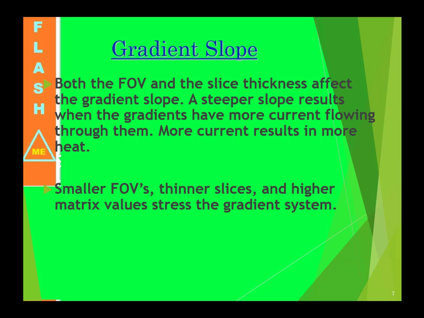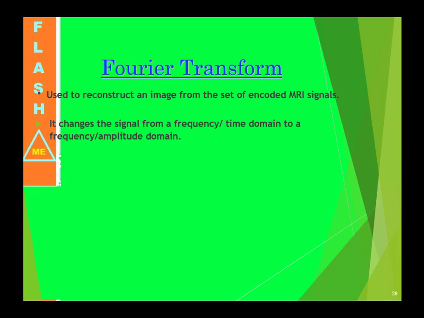More current results in more heat. Smaller FOVs, thinner slices, and higher matrix values stress the gradient system. Fourier transform is used to reconstruct an image from the set of encoded MR signals. It changes the signal from a frequency/time domain to a frequency/amplitude domain.